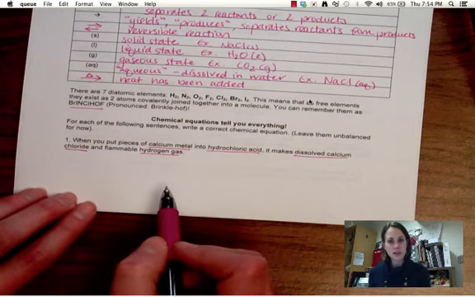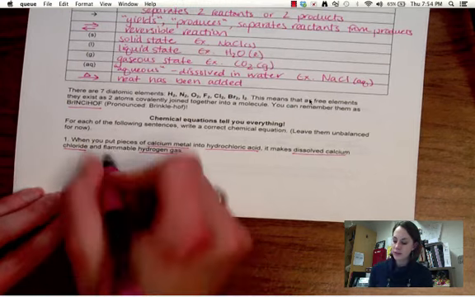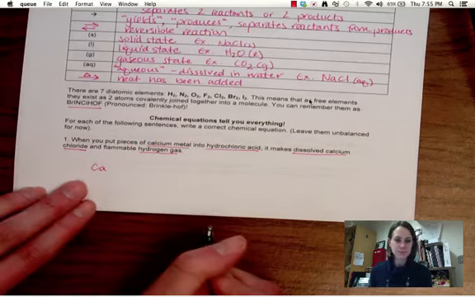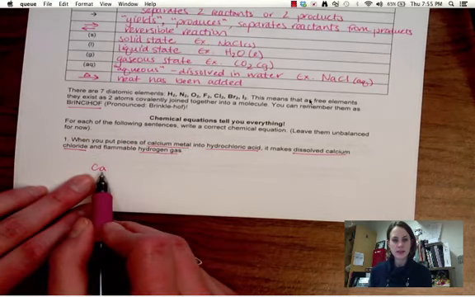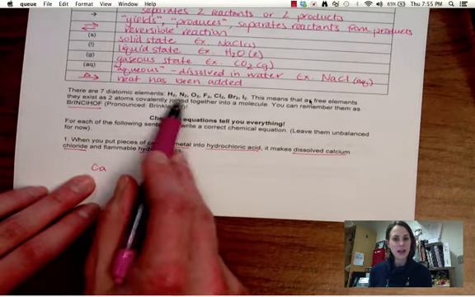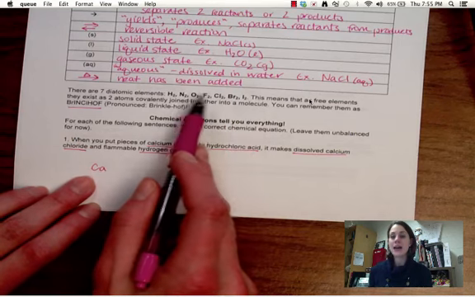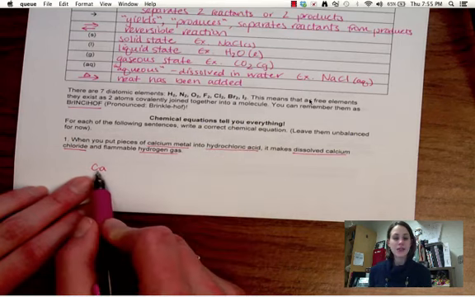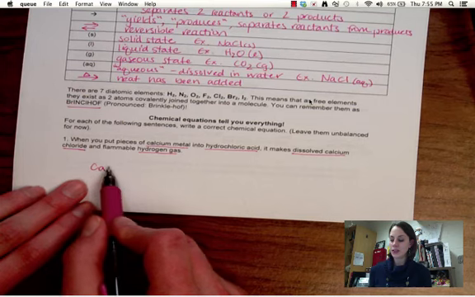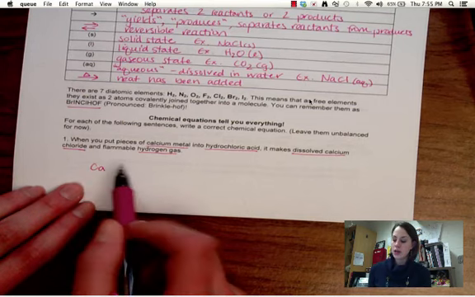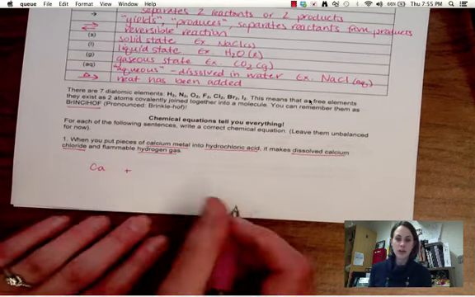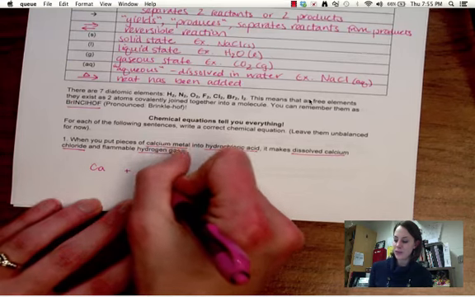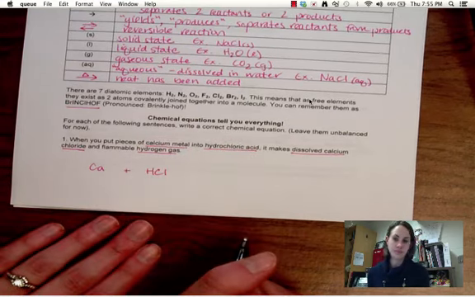So let's start putting the pieces together. I have calcium metal. Okay, that's Ca. And now I check. That's an element by itself. Is it one of the 7 up here? It is not. And so I'm just going to leave it as calcium. It doesn't get a little 2 next to it. And that is being reacted with hydrochloric acid, and that formula is HCl.